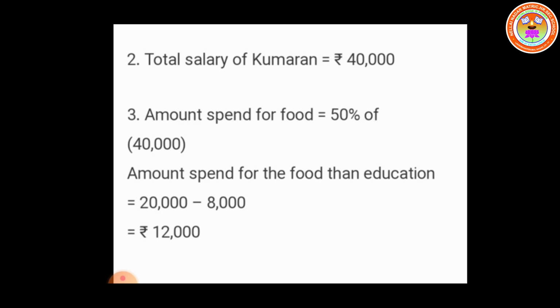Next one, how much did he spend more for food than education? Amount spent for food is equal to 50%. So 50% means half of the total salary. Half of 40,000 is 20,000. And amount spent for education is 20% of 40,000. That is 8,000. So the difference between them is 12,000. So the amount spent for food more than education is rupees 12,000.